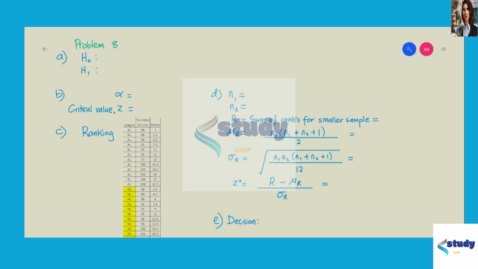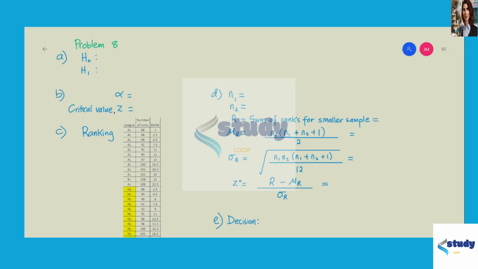In problem 8, we're going to be comparing the number of games won by each league. We have two leagues here, the American League and the National League, for baseball games for the years 1970 to 1993. At the 0.05 level of significance, we're going to see whether there is sufficient evidence to conclude that there's a difference in the number of wins.